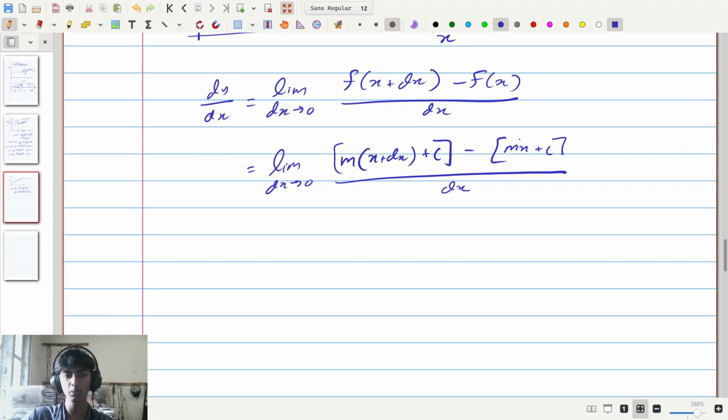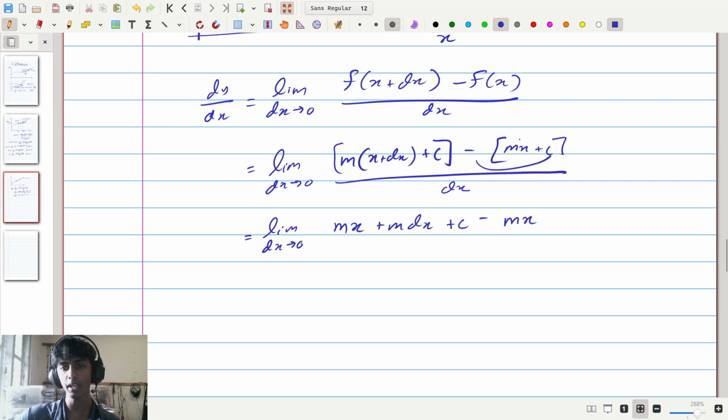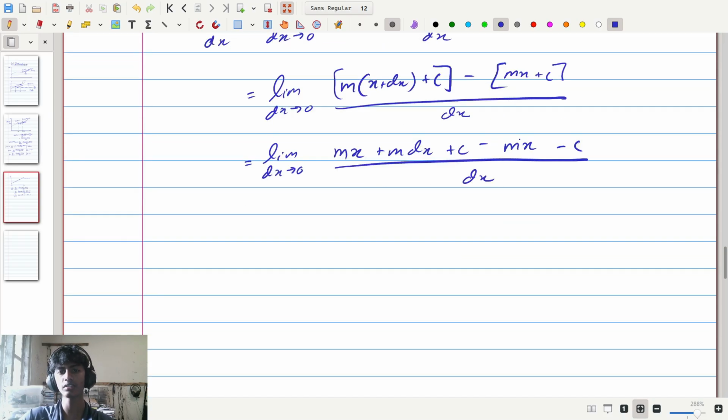Expanding out this bracket, what we have is the limit as dx approaches 0 of, here we have m times x and another m times dx, so we can expand that as m times x plus m times dx, and then plus c, and then minus m times x, and then plus negative c, so minus c, all divided by dx. Now here you can see we can cancel out mx to negative mx here, and we can cancel out the plus c to the minus c here.